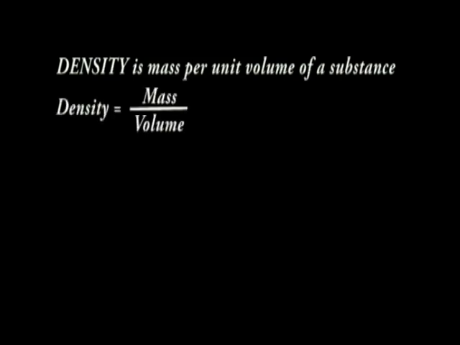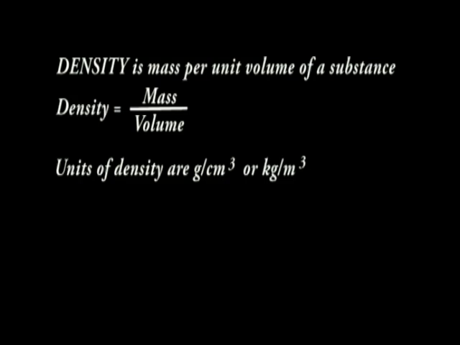Density. Density is mass per unit volume of a substance. Density is thus mass over volume. Units of density are grams per centimeter cubed or kilograms per meter cubed. For simple conversions, 1 gram per centimeter cubed is equivalent to 1000 kilograms per meter cubed.